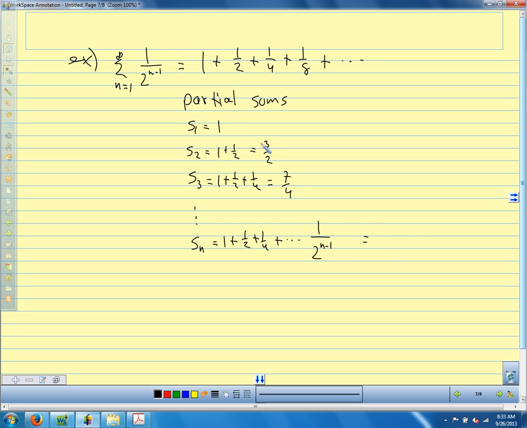Anybody see a pattern relating the terms of the sequence of partial sums to n? That's really what we have to do if we're using the definition. So let's look at the numerator. 3, 7, if we did S sub 4. 2 to the n minus 1? 2 to the n minus 1 over 2 to the n? Over n? Over n plus 1?